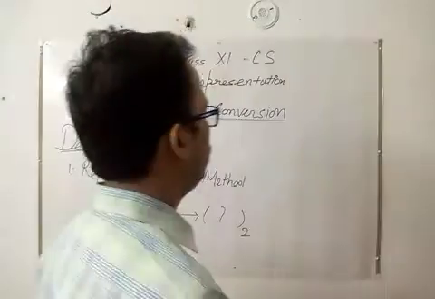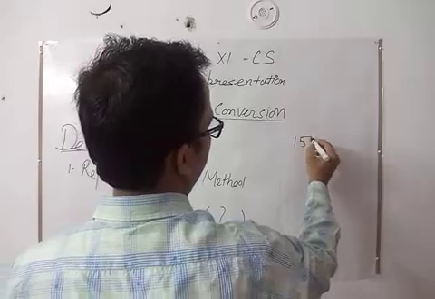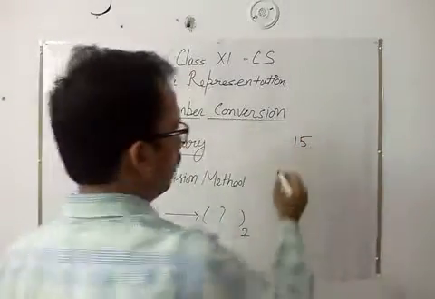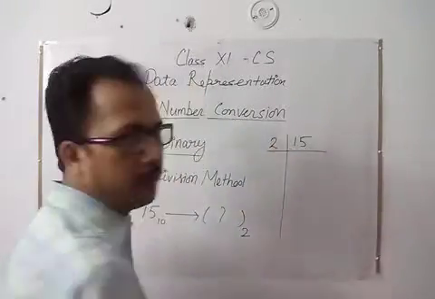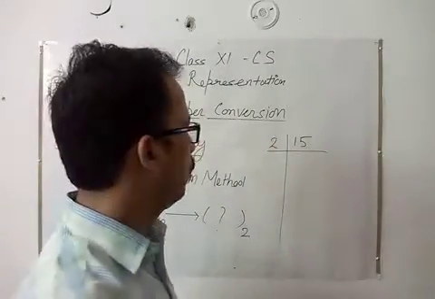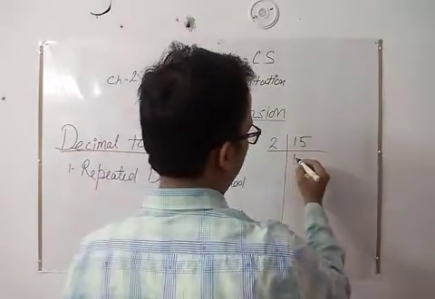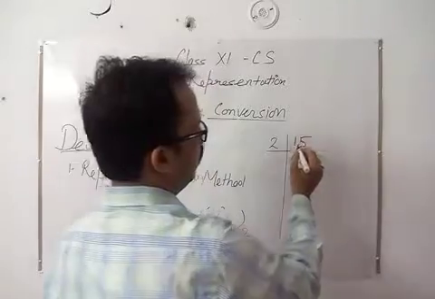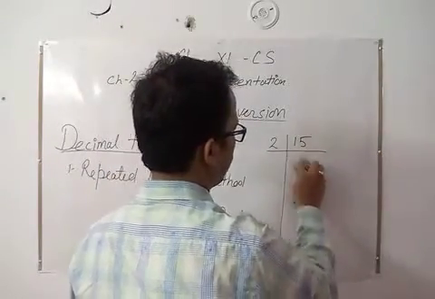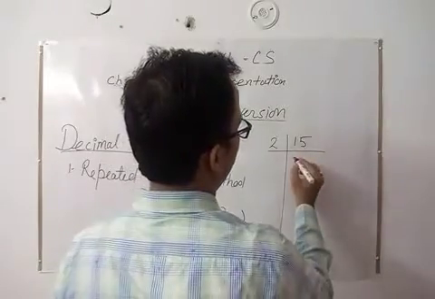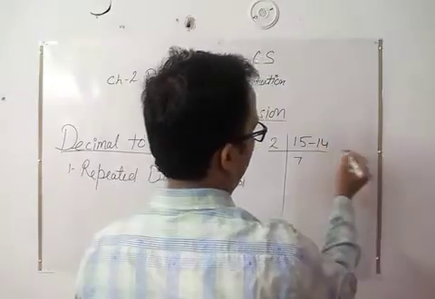Okay, so I have written 15 here. 15 will be divided by 2. So 2 sevens are 14. Here 14. 2 sevens are 14. So 15 minus 14, and the remainder is 1.